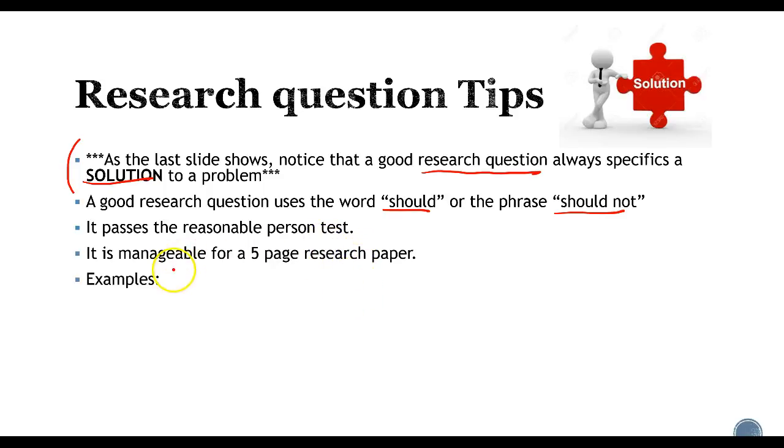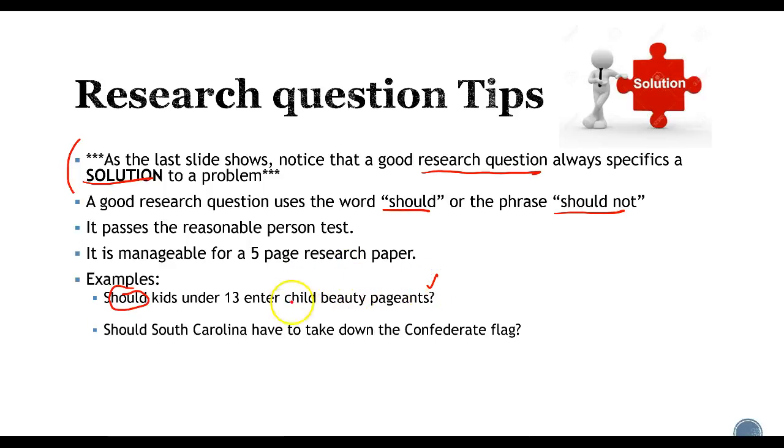So here's a couple more examples of potential research questions. Should kids under 13 enter child beauty pageants? Great research question. Uses the word should, specifies a solution, kids entering child beauty pageants, and it passes the reasonable person test. A reasonable person could say yes, no. This would be manageable for a 5-page paper. So this is a good question.